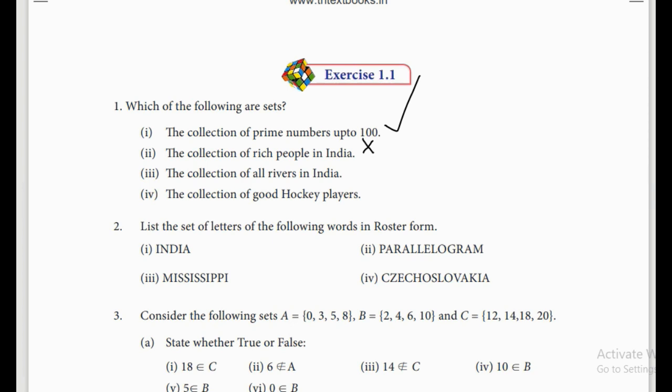Next one, the third one, collection of all rivers in India. Now, you know that so many rivers are in India. So, that is well defined. You cannot change it.